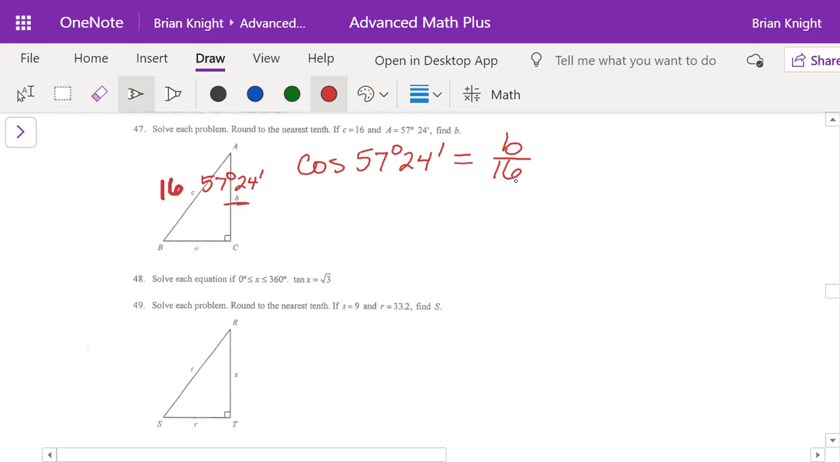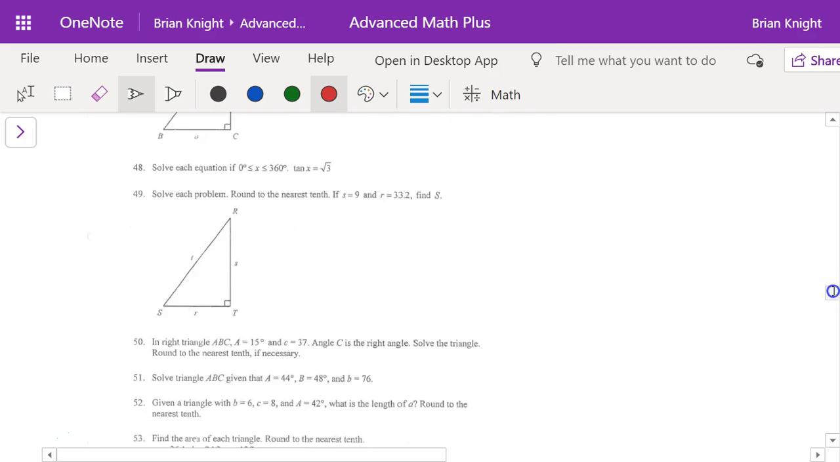And you just multiply both sides by 16. Make sure you put this in your calculator correctly. You should get 8.6. Okay? Any questions? Everybody good?